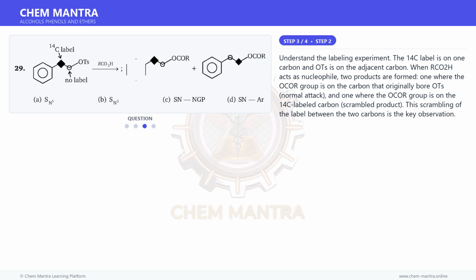Moving on to the next step. Understand the labeling experiment. The 14C label is on one carbon and OTs is on the adjacent carbon. When RCO2H acts as nucleophile, two products are formed, one where the RCO2 group is on the carbon that originally bore OTs, normal attack, and one where the RCO2 group is on the 14C labeled carbon, scrambled product. This scrambling of the label between the two carbons is the key observation.